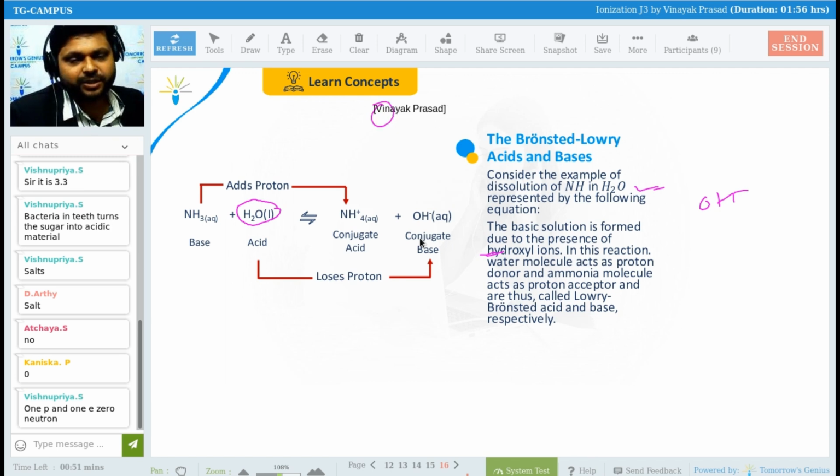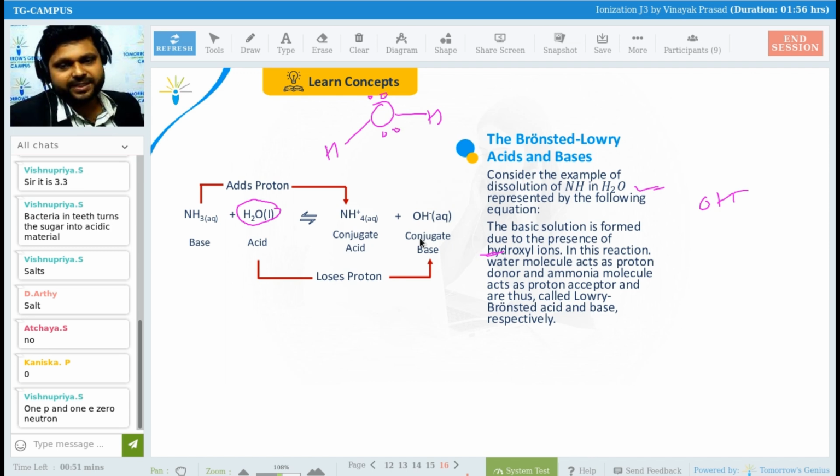If you have gone through your chemical bonding chapter, what is the structure of this water? Like this. And there are two lone pairs with this water. Is it okay? So what we are going to see here, in this reaction, the water molecule acts as a proton donor. So water will be donating the proton, right?